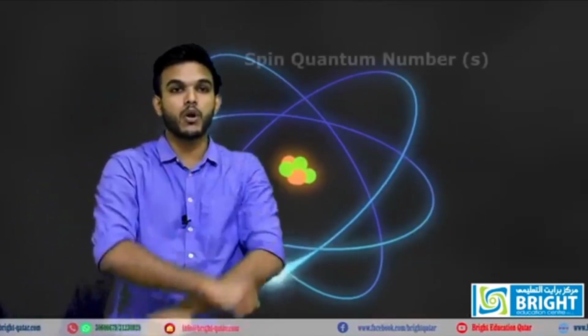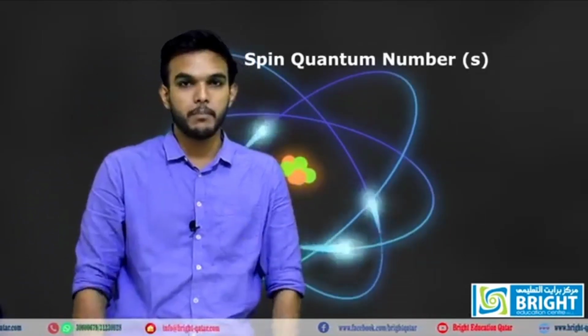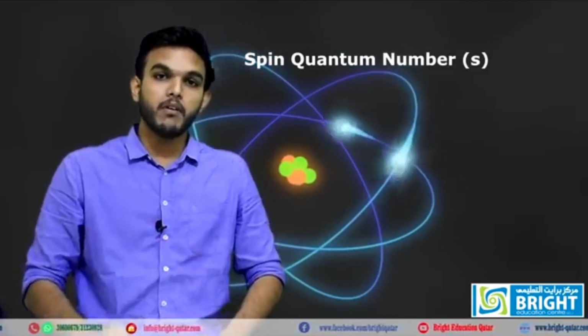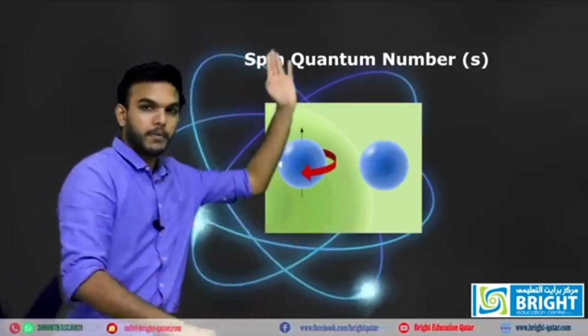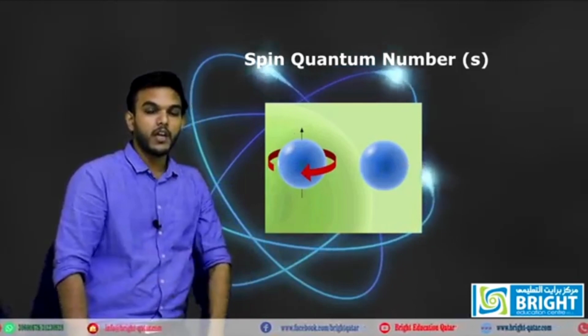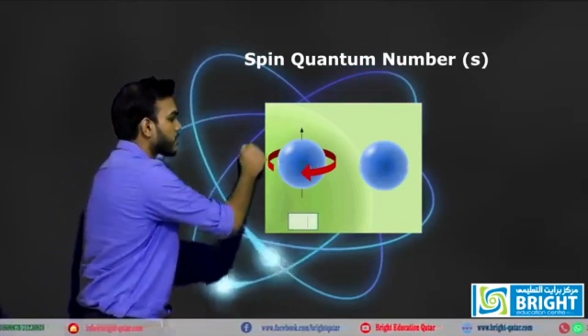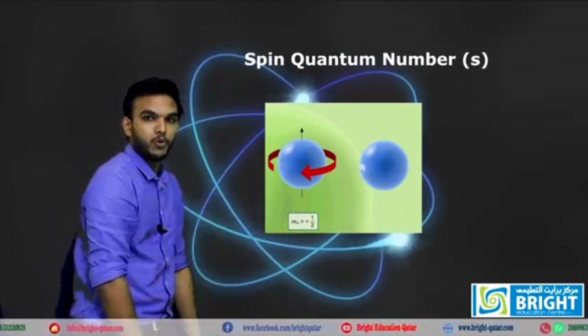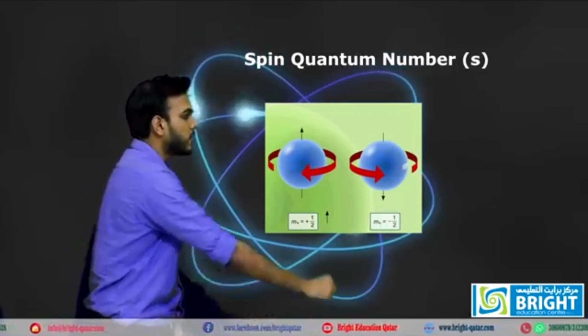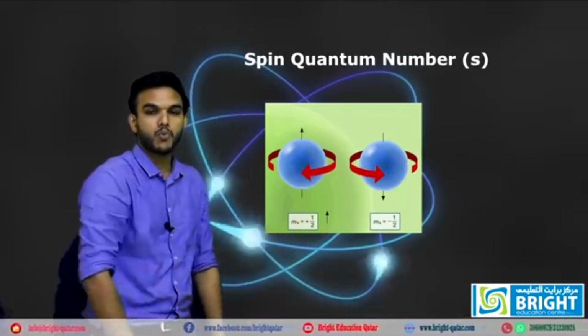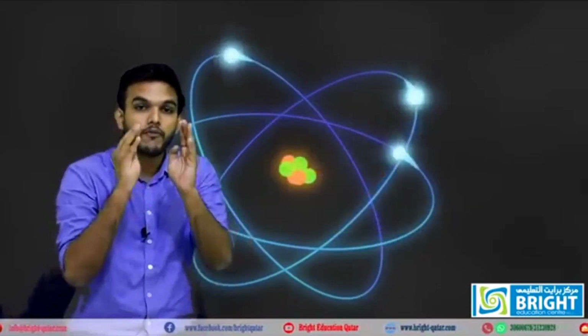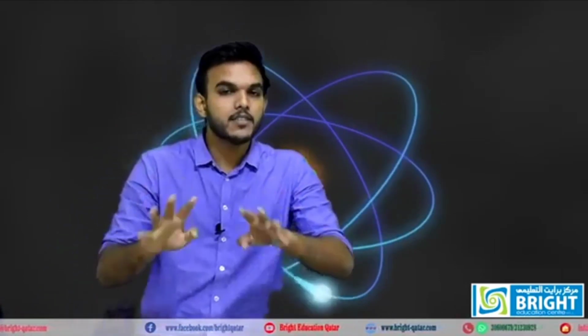The next quantum number is the spin quantum number. For the spin quantum number, the electron will be either spin up or spin down. If it is spin up, it is represented by plus 1 by 2. If it is spin down, it is represented as minus 1 by 2. These are the four quantum numbers we have discussed here.